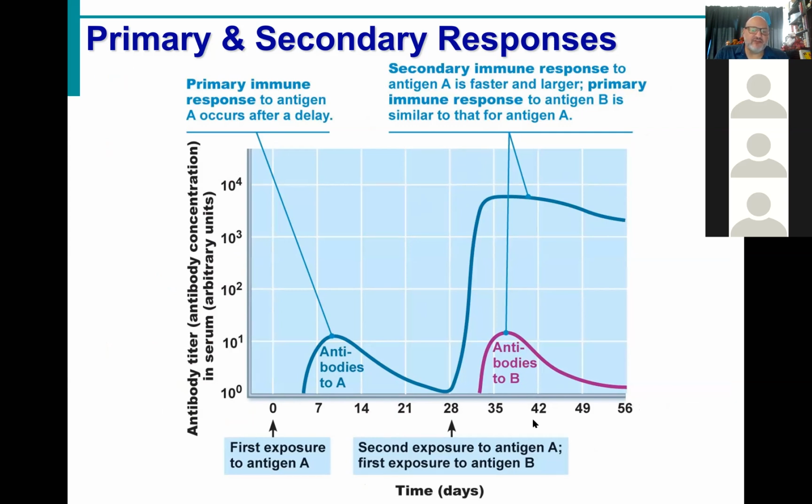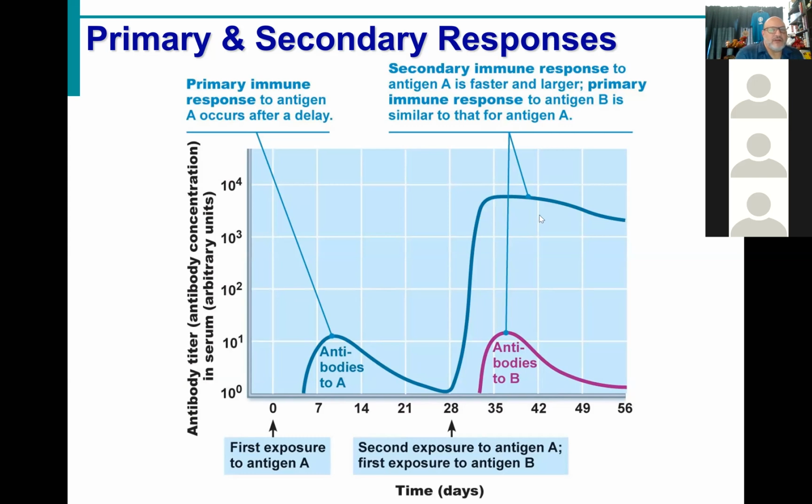You don't have memory cells to this different pathogen, so you still have to go through that same process a second time. Or if A mutates into B, if it changes, then we no longer recognize it. That's why we have to get the flu shot every year. That's why we still get a cold every year, because they continue to mutate.